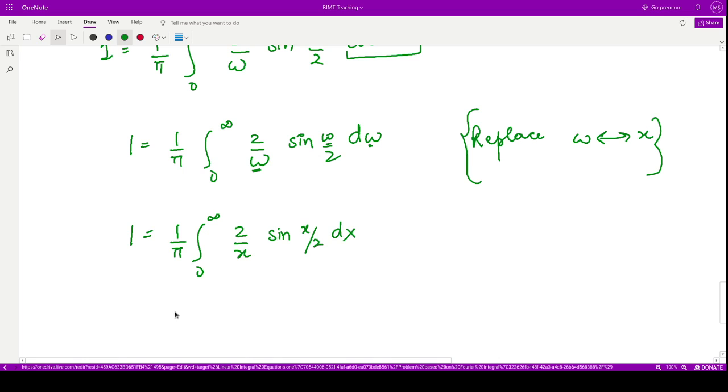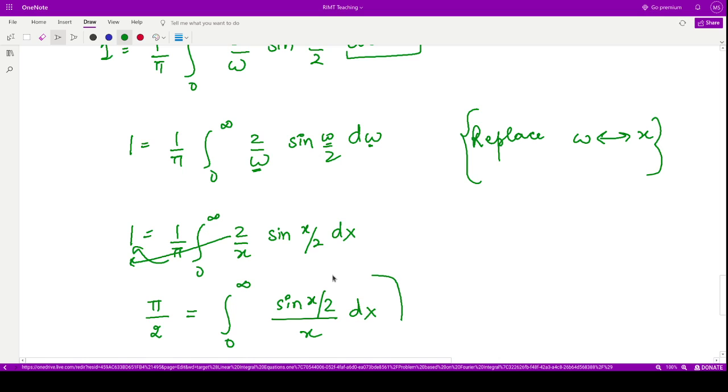So from here I can shift this to the left hand side. So I have pi by 2, this 2 also to the left hand side. So pi by 2 becomes equal to integration from 0 to infinity of sine x by 2 divided by x dx. So this is what we were required to prove, that this integration was equal to pi by 2.